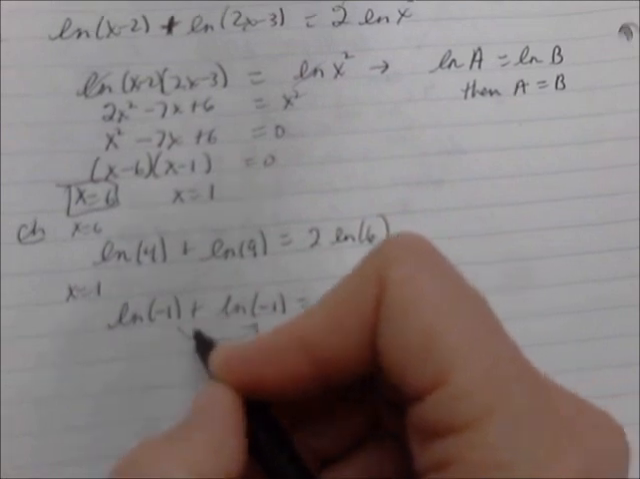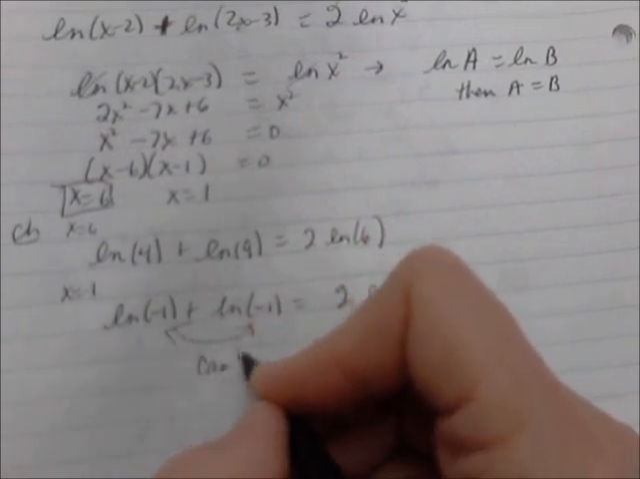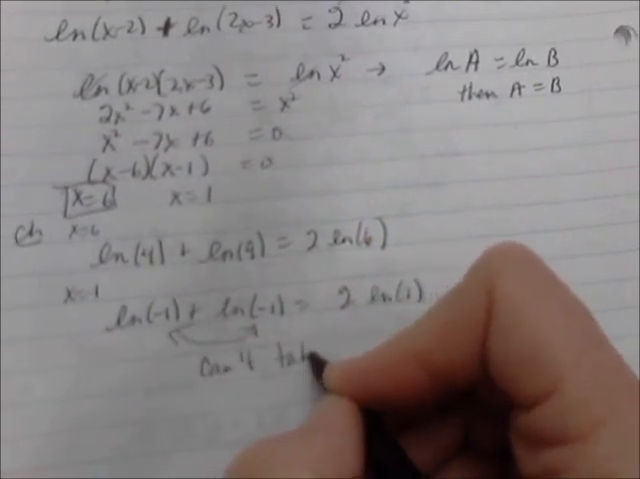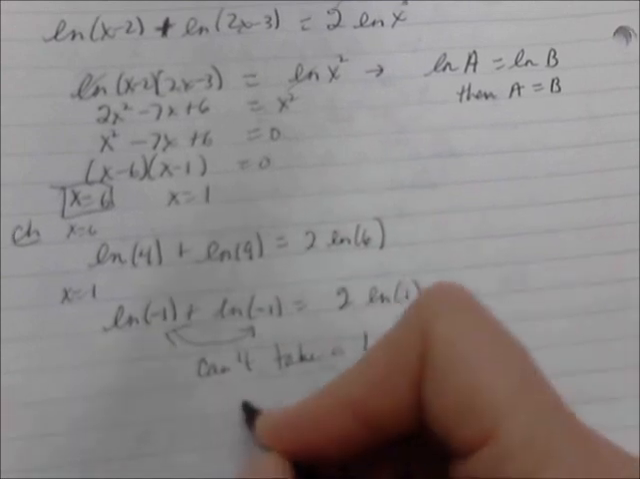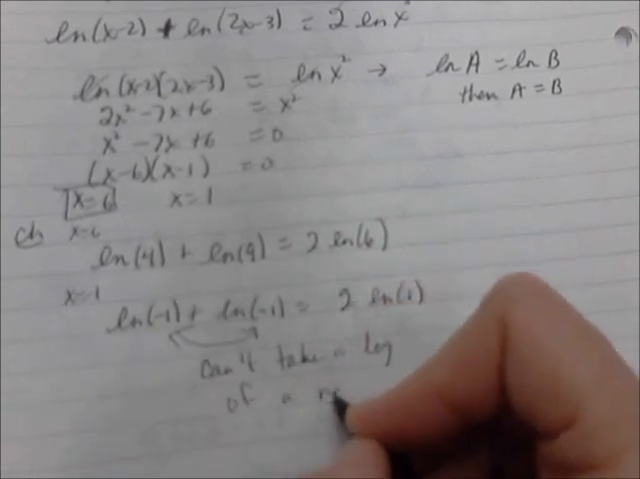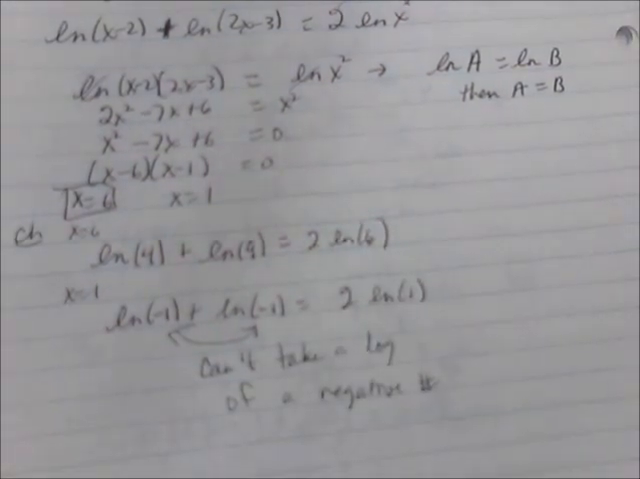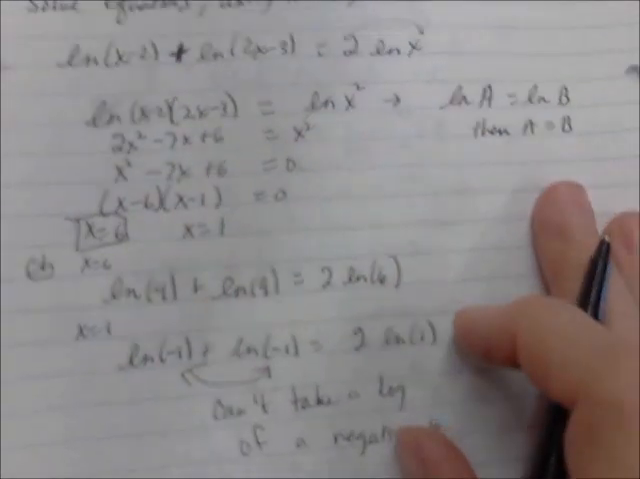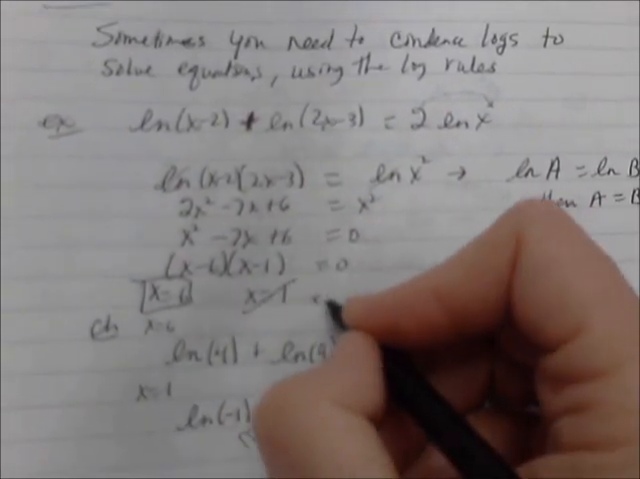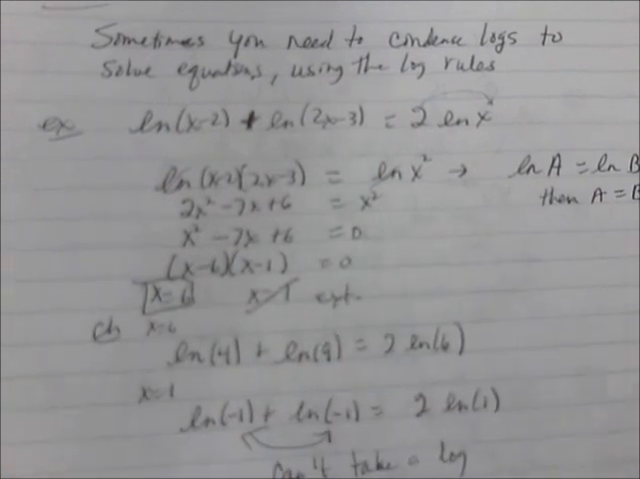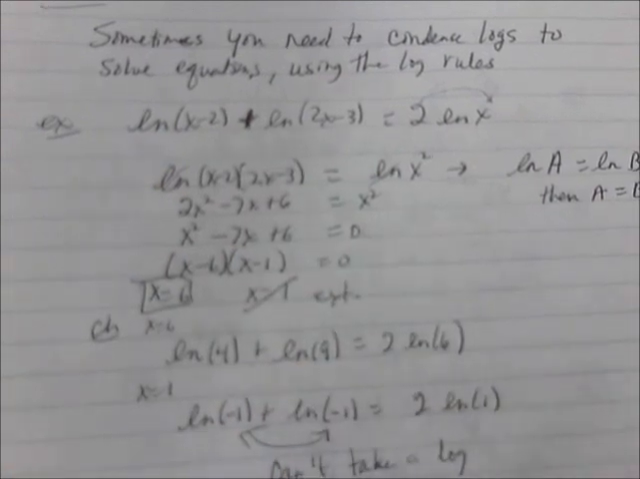You can't do that. You can't take a log of a negative number, because the domain of a log function is x is greater than 0. So right now we can say x equals 1 is an extraneous solution, so that's rejected. The only answer to this problem is x equals 6.